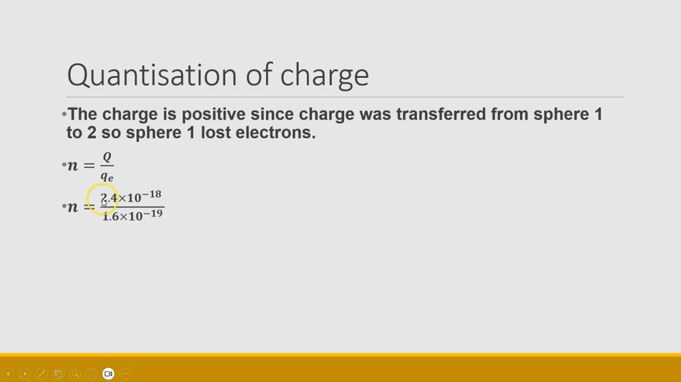The total charge we just calculated is 2.4 times 10 to the minus 18. Remember that N, the number of electrons, must always be a positive number. So because here we're dealing with a positive charge, we are going to divide by positive 1.6 times 10 to the minus 19, thereby making sure that the number of electrons that we derive is a positive number. And we also need to make sure that it is a whole number, which it is. So 15 electrons were transferred.